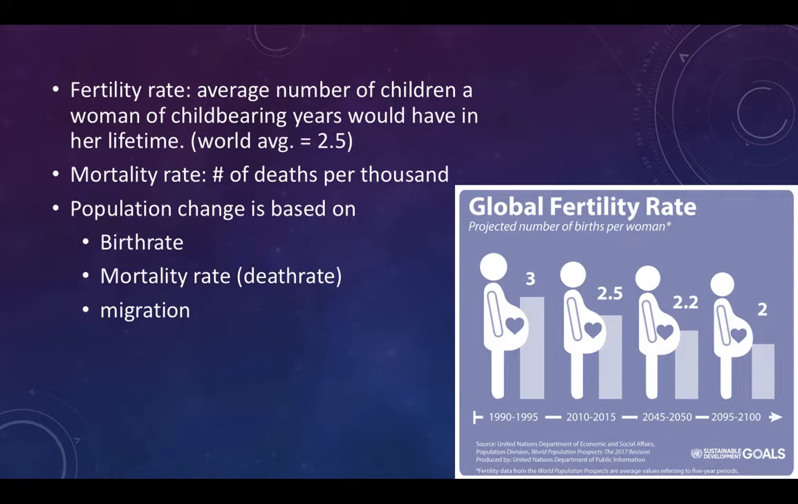If you want to look at a population change, whether global or within a country, you're going to take the birth rate, subtract the mortality rate, and then add migration, people moving in. For example, here in the United States, we don't grow from birth rate. Our growth comes from migration alone.